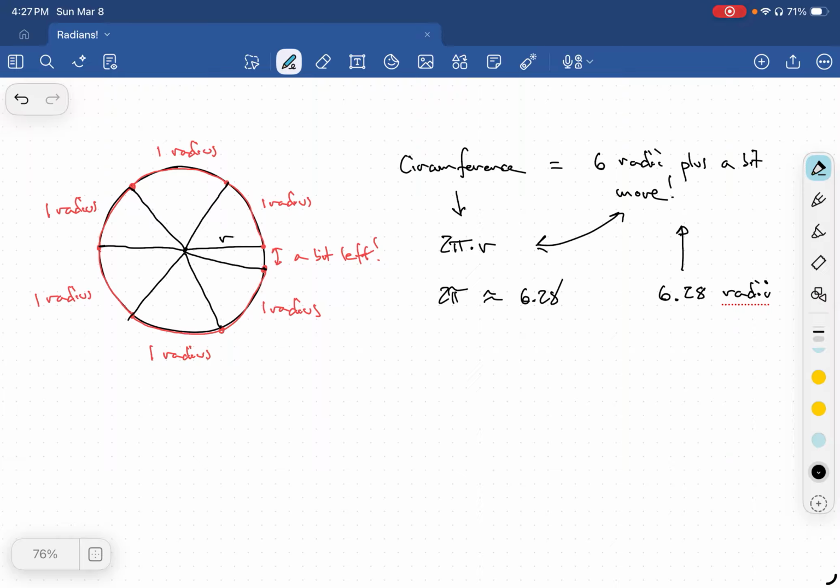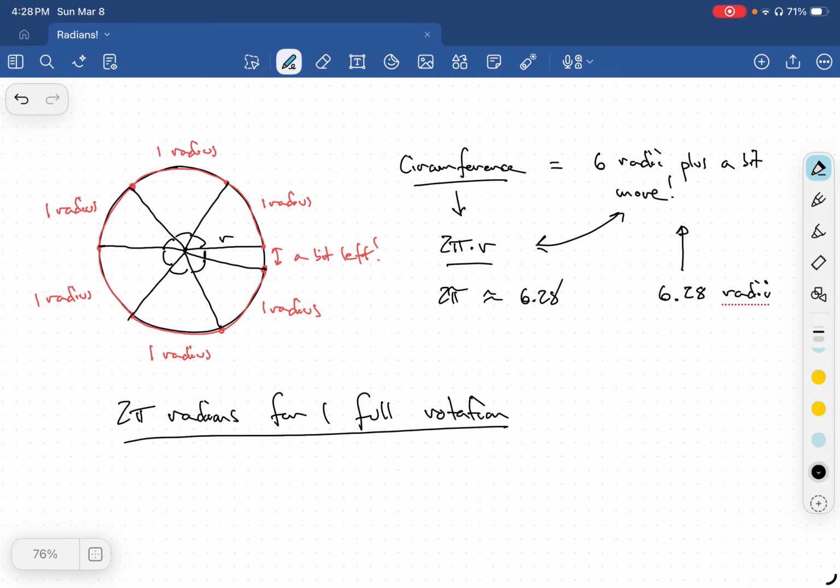Well, what that actually tells us is if the circumference is 2 pi r, which it is, then that means there is 1 radian, because that is the angle subtended by 1 radius, 2 radians, 3 radians, 4 radians, 5 radians, 6 radians, and a little bit more to get all the way around the circle. Exactly, there are 2 pi radians for 1 full rotation. That's the important thing there.